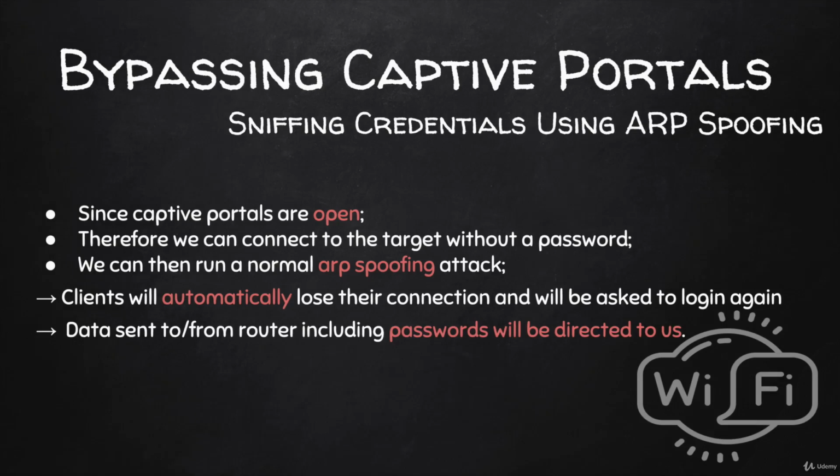In this lecture, I'd like to show you another way of bypassing captive portals. Since the captive portal is an open network, we can just connect to it normally, and once we connect, we'll get an IP address and everything. What we'll do in that case is run a normal ARP spoofing attack. Now, as we know, this attack will place us in the middle of the connection between the client and the router, and this way all the data will flow through our computer, including usernames, passwords, URLs, and everything.